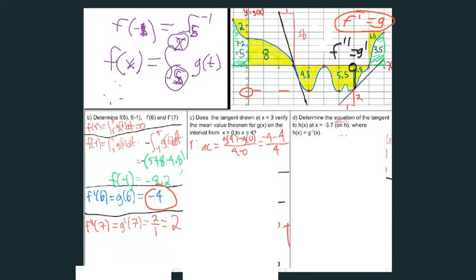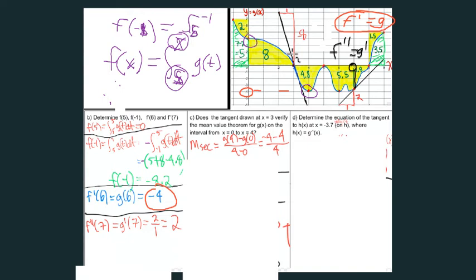Oops, that's the secant slope. I'll grab that and move that out of there. So the secant slope from 0 to 4 is going to be, so g at 4, which is right there, that's negative 4, subtract g at 0, my apologies. So again, for this one here, does a tangent drawn at x equals 3 verify the mean value theorem for g of x? So in this case, we're just treating g of x as its own function.